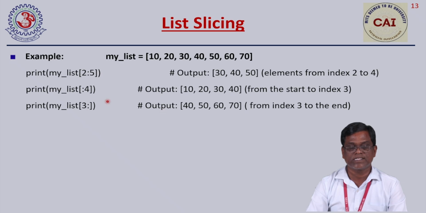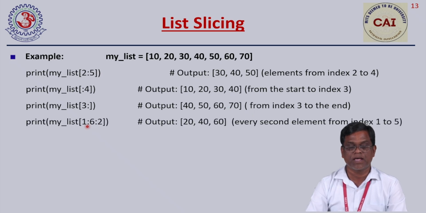See another example here, my list of 3 colon. Here we ignore the stop index value. So it will start from index 3 and go up to the last element. Index 3 is where it will start, that is 40, and the last element it will go up to is 70. So 40, 50, 60, 70 will be displayed here.